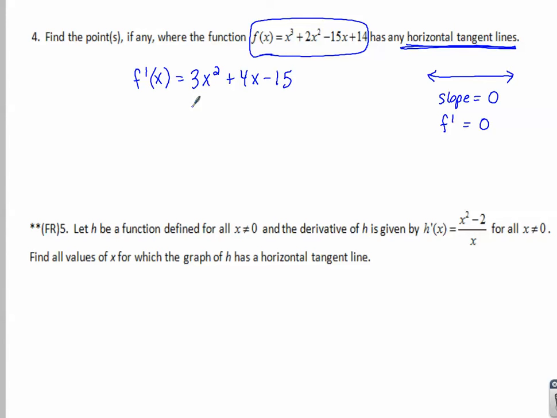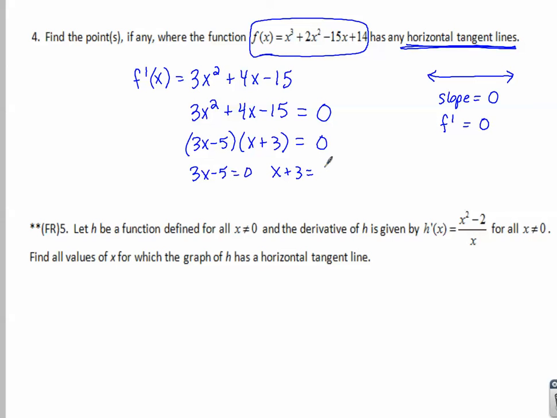Our derivative has to equal 0, so guess what we're going to do with this? Set it equal to 0. This one we can factor, (3x minus 5)(x plus 3). Set each of our factors equal to 0 and solve. We get 5/3 and negative 3.